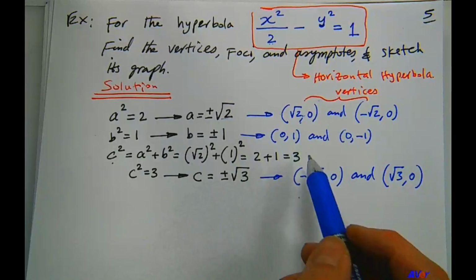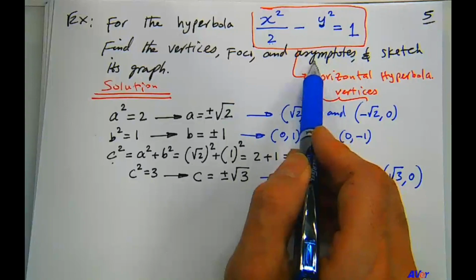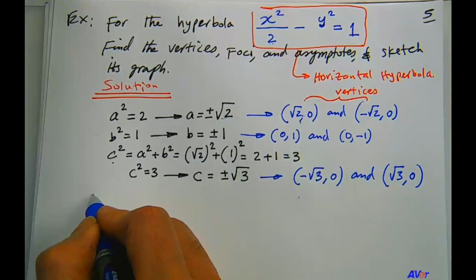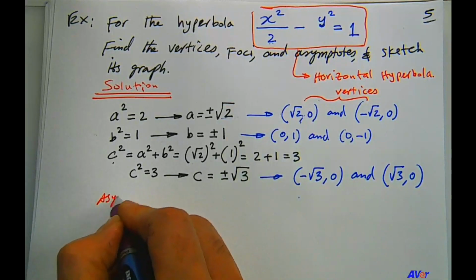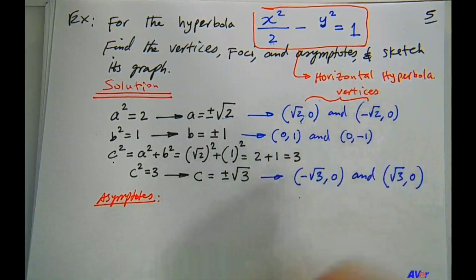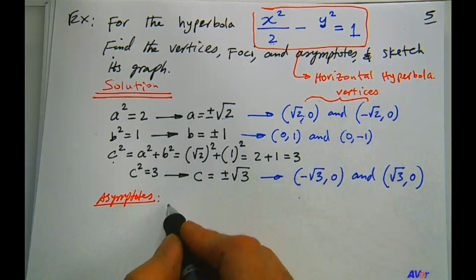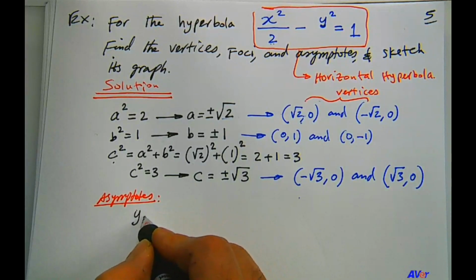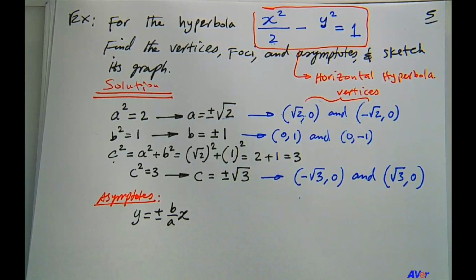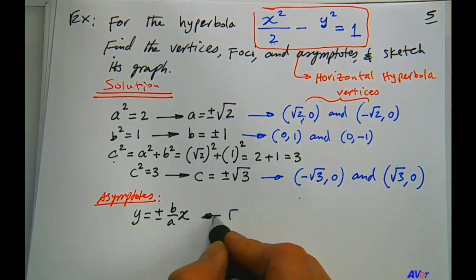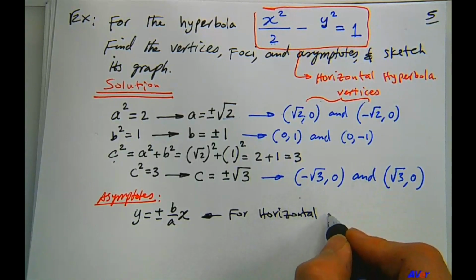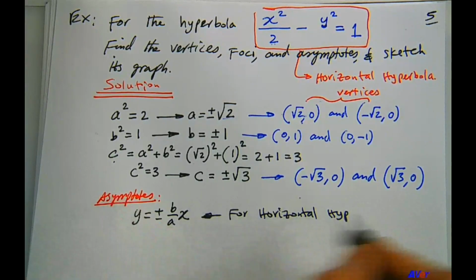Okay, so we also need to find the equation of the asymptotes, right? For the asymptotes, because we have a horizontal hyperbola, the formula is y equals plus or minus b over a times x, for a horizontal hyperbola. That's the equation of the asymptotes.